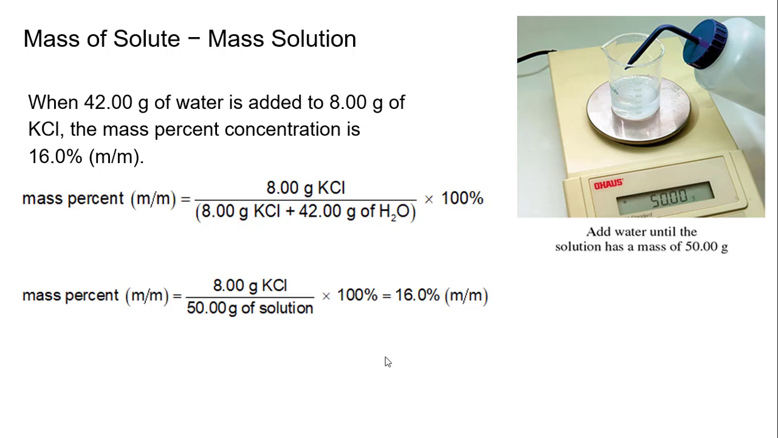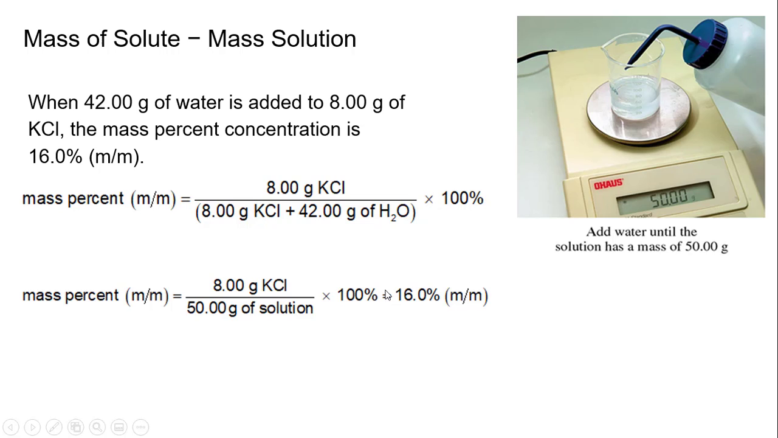So here we have 42 grams of water added to 8 grams of potassium chloride. The mass percent concentration is 16%. So that's mass over mass. So here we need to determine which is the solute, which is the solvent, and then set them up so we can see how we got to 16%. So the solute is 8 grams. The solution is the solute plus the solvent, which makes 50 grams. So we set up 8 grams over 50, times 100, and our answer is 16%.